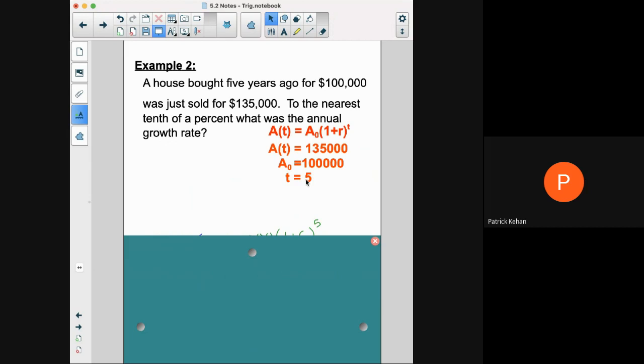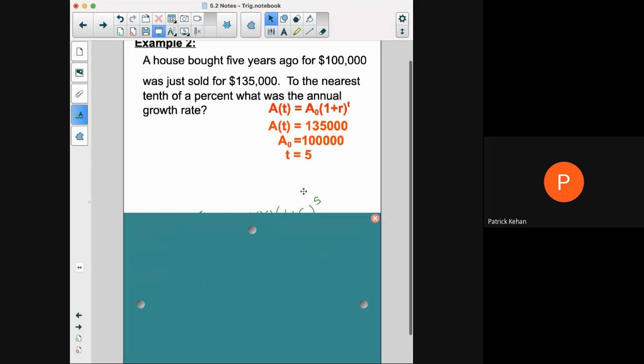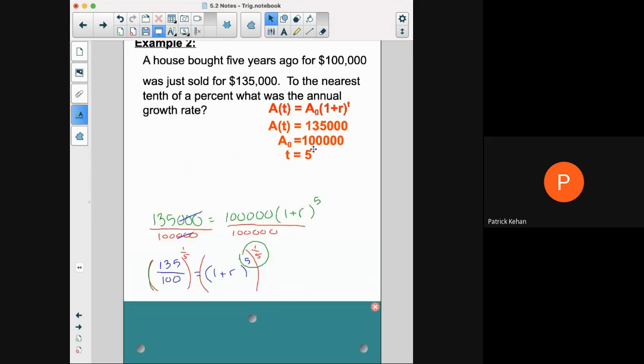So it's pretty basic for all the missing values, right? So if we have to solve for A of T, that's easy. A sub 0 is pretty basic. R is pretty basic. Solving for T is a little complicated, and we'll get into that later. But for now, I'm going to take my three values and drop them into this relationship right here. So 135,000 equals 100,000 times 1 plus R to the fifth power.